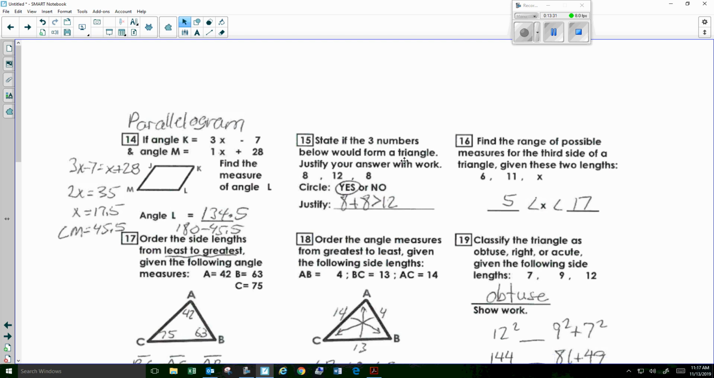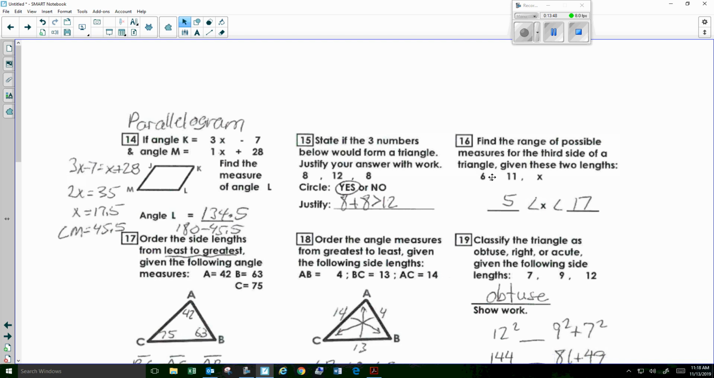Number 15, state if all three would form a triangle. Remember, we take the two smallest sides and they have to be greater than the third side. So the two smallest are 8 and 8. Is that greater than 12? Yes. Okay, it cannot equal 12, and it can't be less than 12. This is the longest side, so it has to be greater than it.